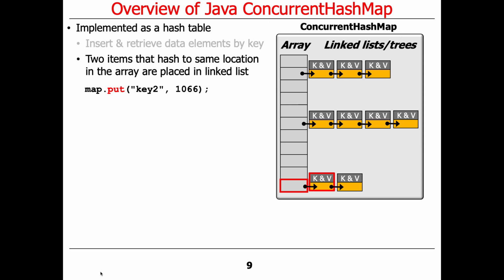If you have 2 items that are put into the map that happen to hash to the same location, even though they have different key values, that's resolved by sticking one at the end of the linked list. So if for some reason key 2 was also to hash to this location, it would just get stuck here in the linked list.